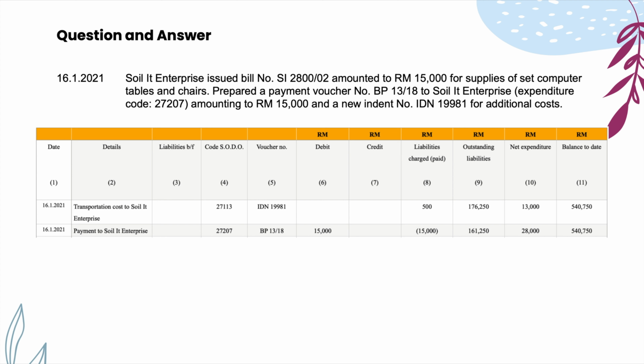And then copy down the expenditure amount, and the balance to date is decreased to 540,750 ringgit. Since the payment will decrease the budget, we are going to record the amount of 15,000 ringgit under the debit column, and the amount in column 8 will be recorded in brackets to indicate that it has been paid, and then the outstanding liability will be reduced, and the net expenditure column will be affected, and the balance to date is not affected.